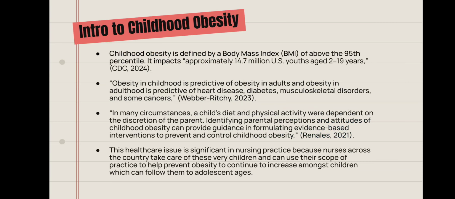It is also interesting to know how much of an impact the parents have on their child and how the nurse in their school or even primary care can use their educational scope of practice to educate children and families on ways to eat healthier and be more active in order to prevent childhood obesity. This is significant to nursing practice because nurses should always strive to utilize their scope of practice for as many benefits as they can.